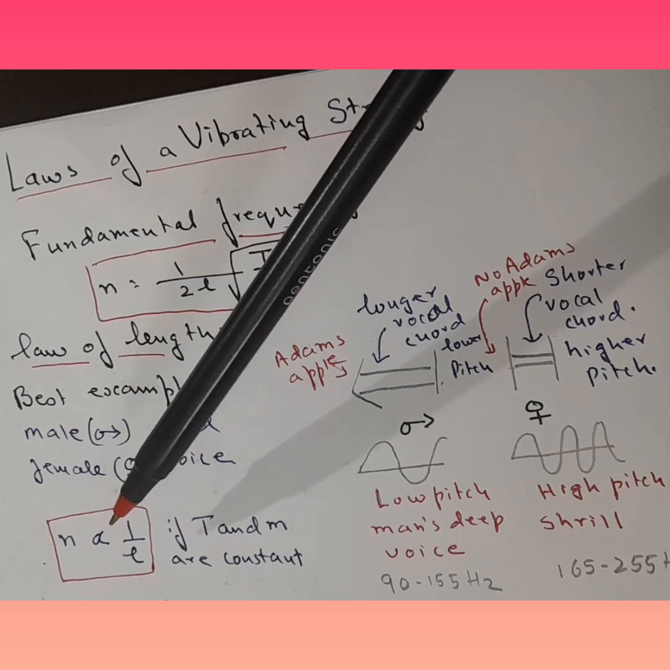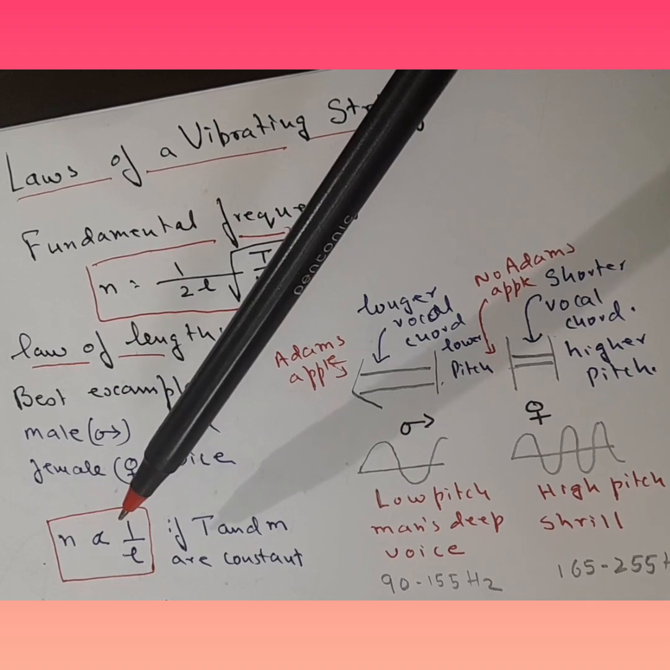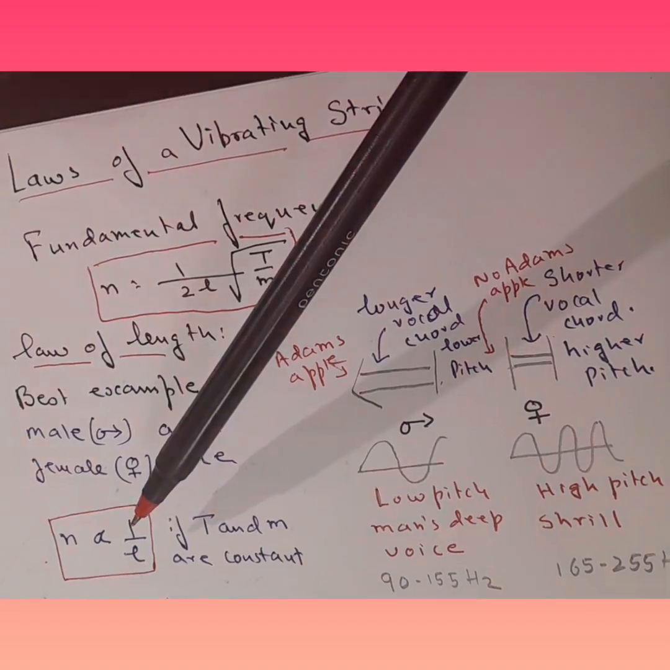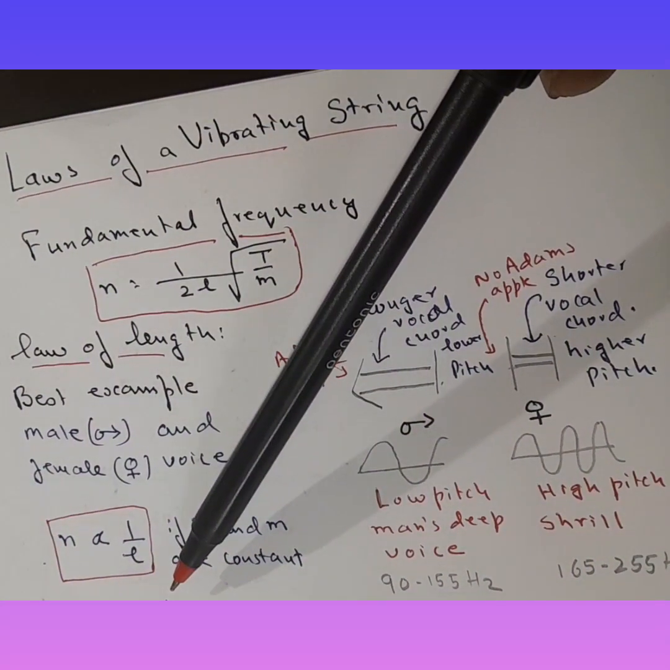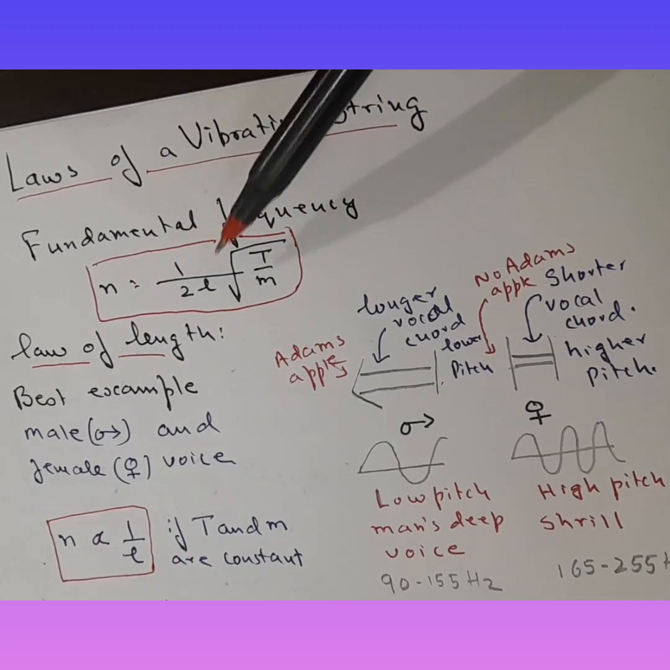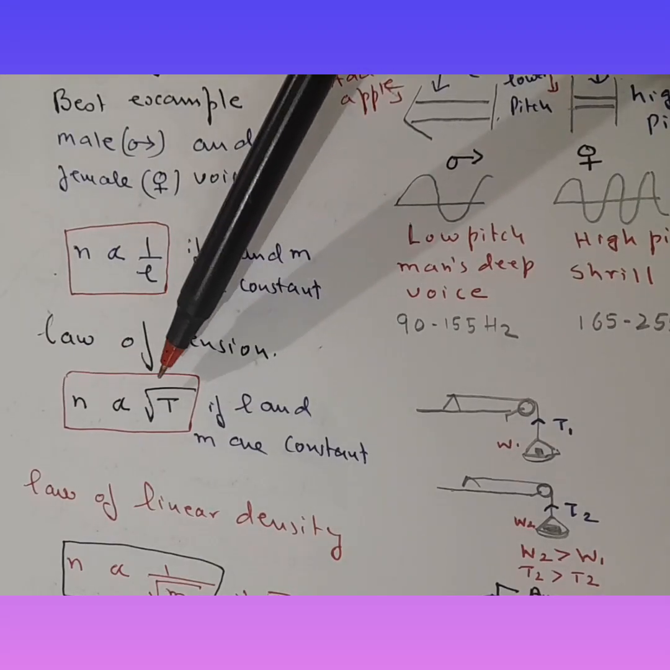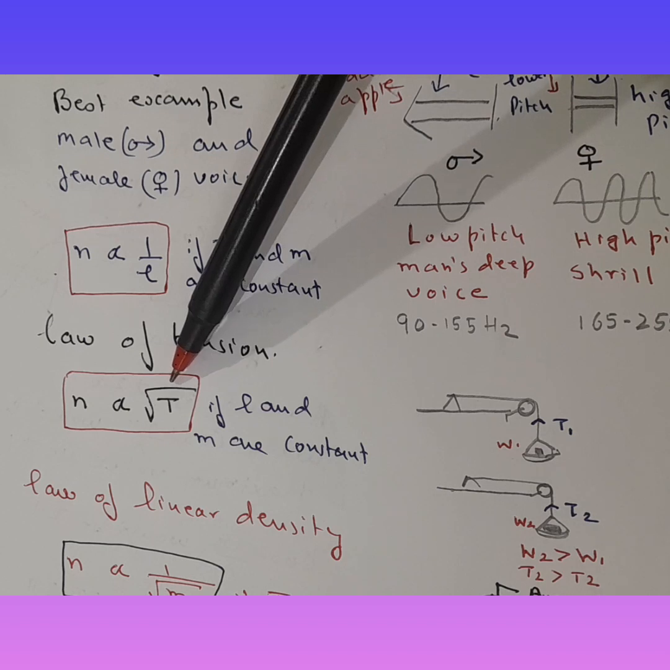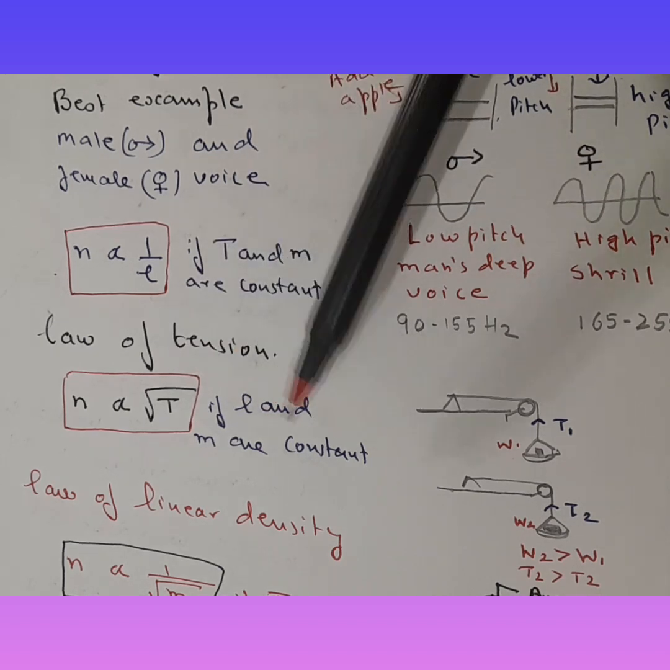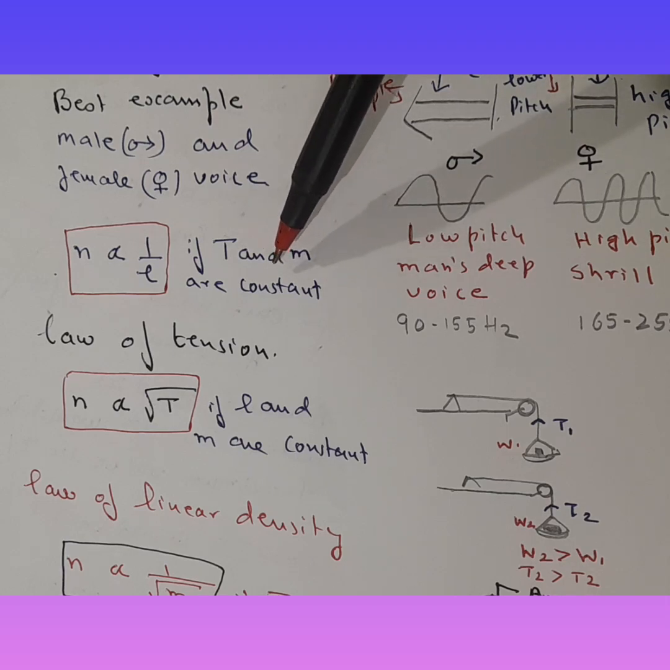This can be tried out with strings also. Take a shorter string, it would have shriller sound. Take a longer string, it would have dull sound. Now in case of law of tension, as the formula says, n is directly proportional to root of tension, if L and M are constant. Here also, mass per unit length and length have to be constant.